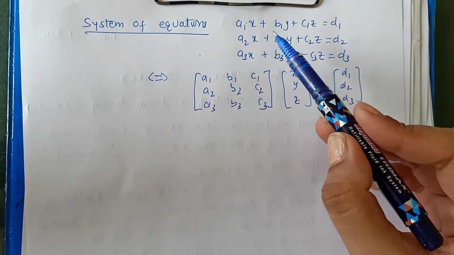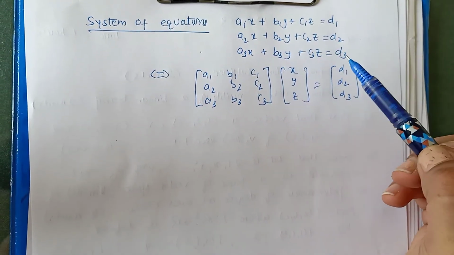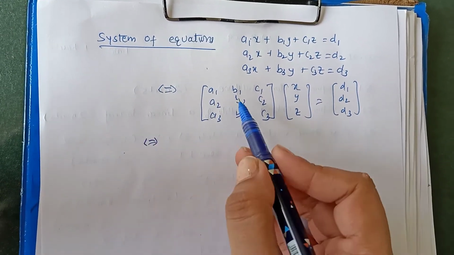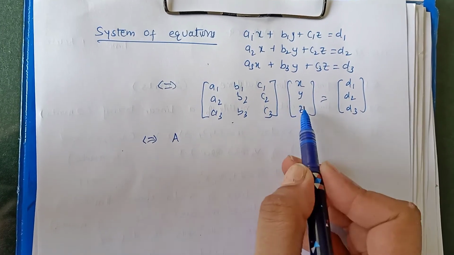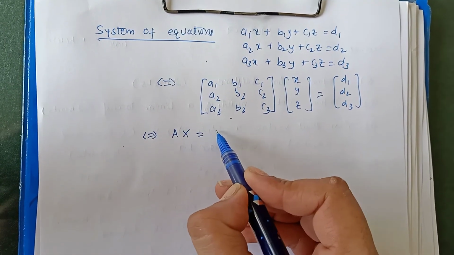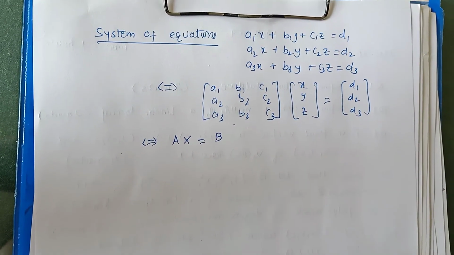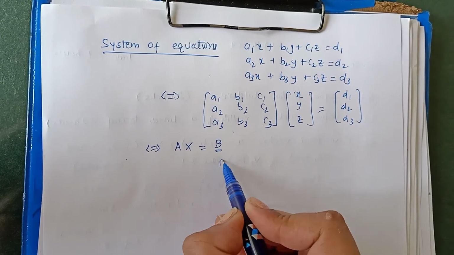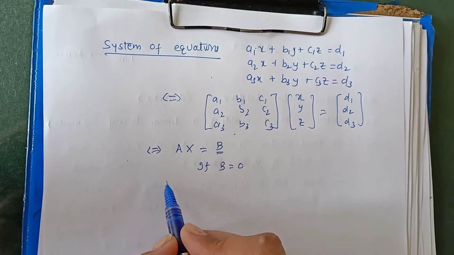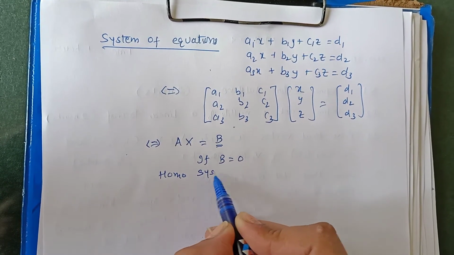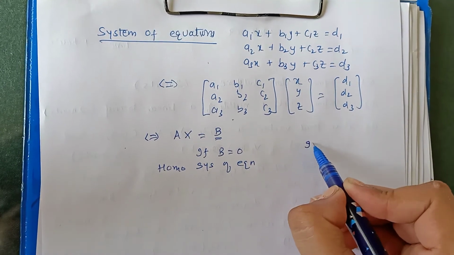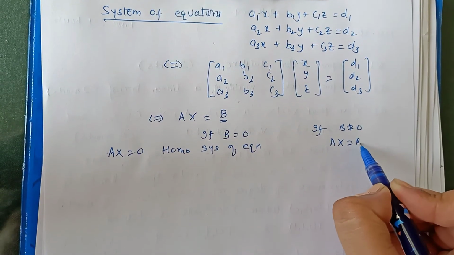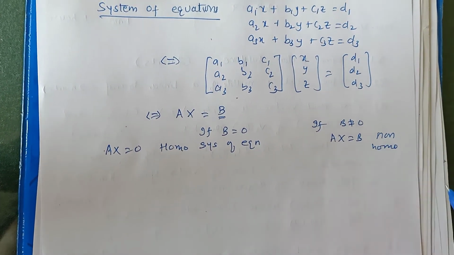So always we can, these may be any number of equations in any number of unknowns. Accordingly we will write the matrix of that order. So equivalently I am writing this as matrix A, this is matrix of unknowns, and this is the column matrix on the right hand side. Now depending upon this column matrix, if it is 0, then this system is called homogeneous system of equations, and if this B is non-zero, then this system is called non-homogeneous system of equations.